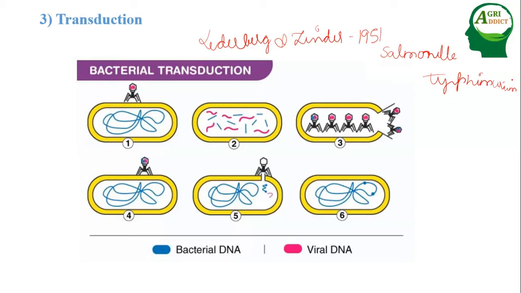I told that this bacteriophage is a virus which infects the bacteria. As you can observe in the picture here, first the phage is infecting the bacteria. Then the virus particles will start multiplying and also it degrades the bacterial chromosome. And in the third picture, you can see that there is only one phage which is having both viral genome and bacterial genome. So that will bring the transduction.